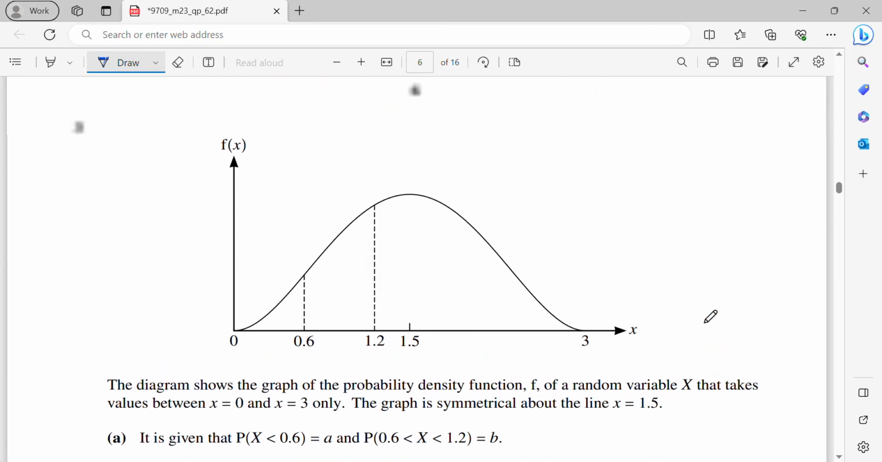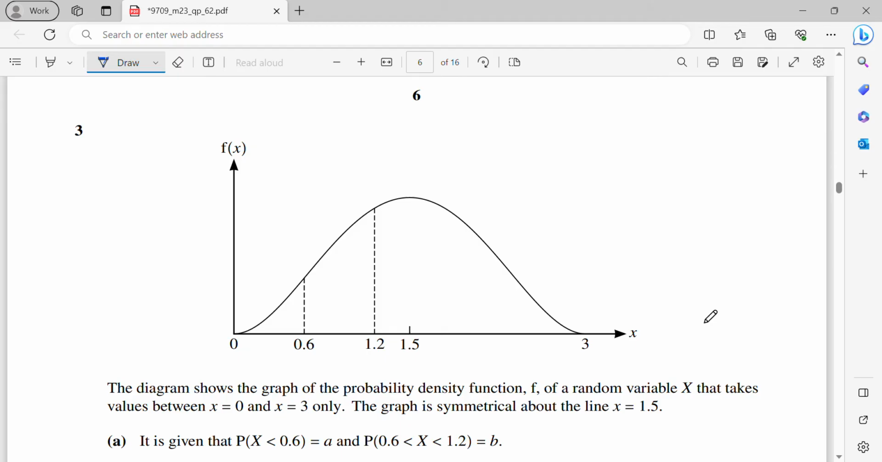Now, for the next question, question number 3, the diagram shows the graph of the probability density function f of the random variable x that takes values between x equals 0 and x equals 3. So that's why you see 0 and 3 here. The graph is symmetrical about the line x equals 1.5. This is the symmetrical line.